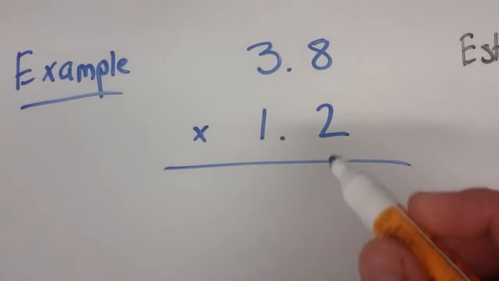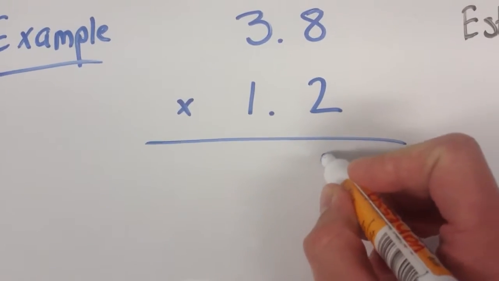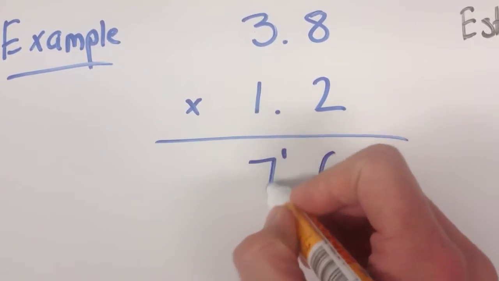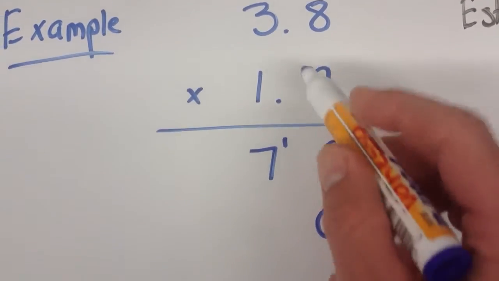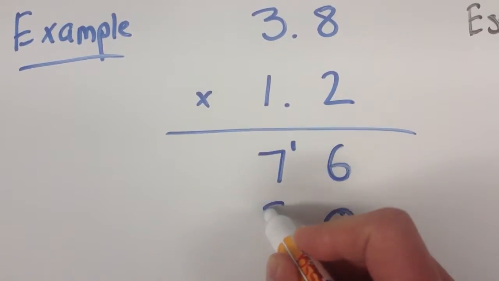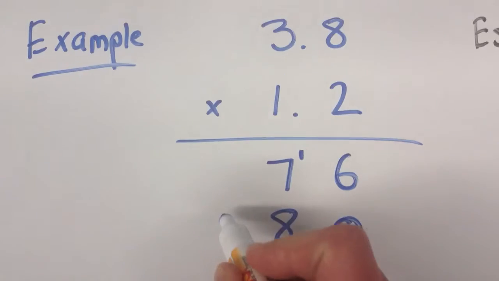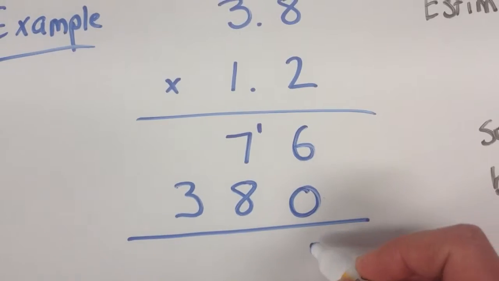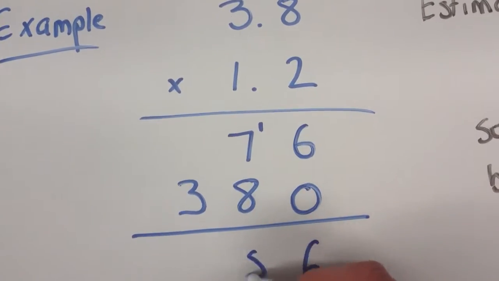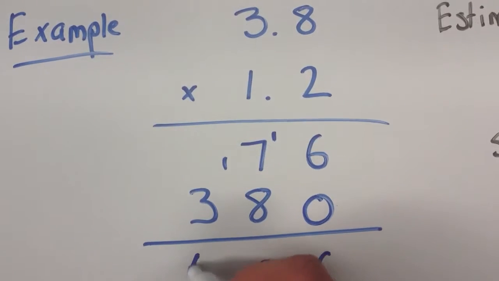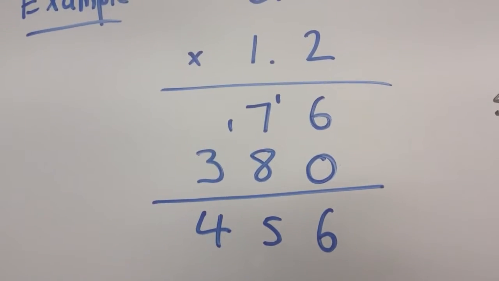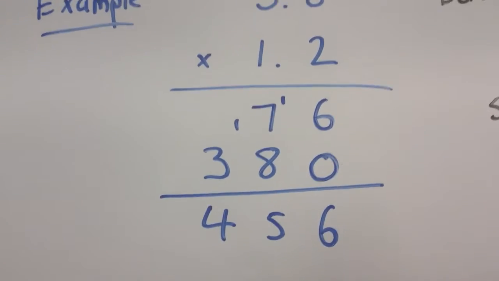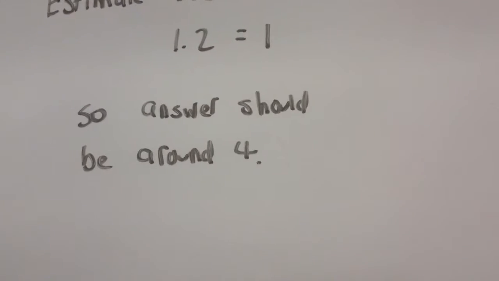So here we go. First thing we do, we go 2 times 8 is 16, carry the 1. 2 times 3 is 6, and 1 makes 7. And I put down my 0. Next thing I go, 1 times 8 is 8, and 1 times 3 is 3. Draw my line, add it through in the columns. So I've got 6, and I've got 15, and I've got 4. Now, going back to our success criteria, I know that if I've got an answer of 456, I know I've made a mistake because we said that our estimate should be somewhere around 4.